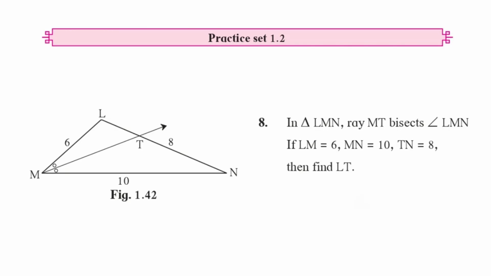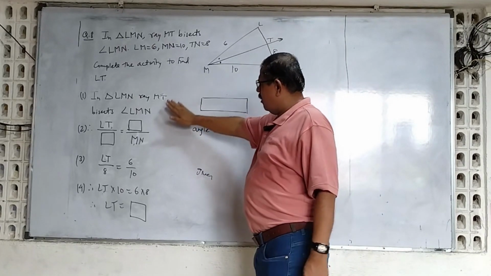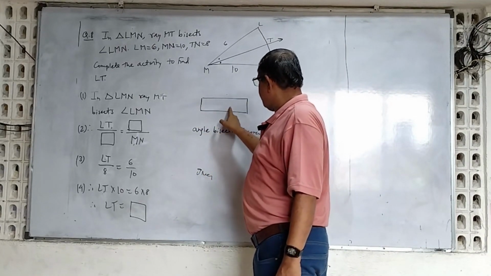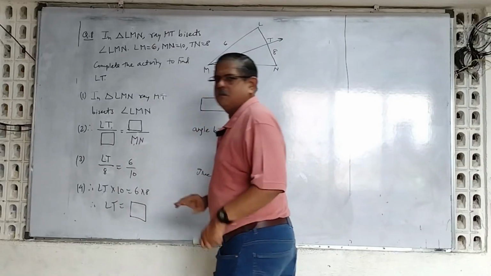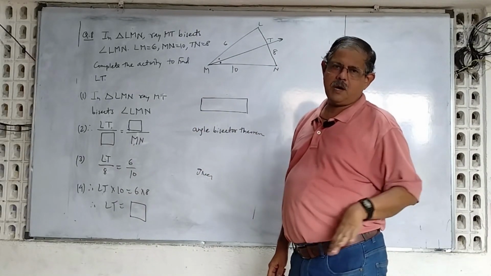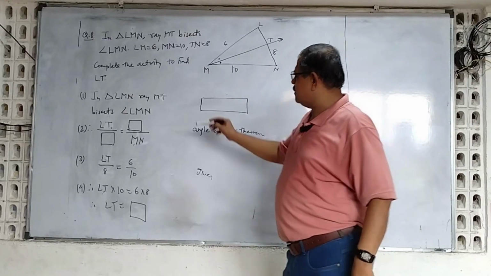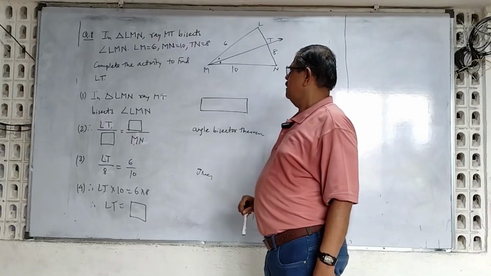Question number 8, I made an activity. You see, this is question number 8 in your textbook. I made it in the form of an activity. How many boxes? 1, 2, 3, 4. So activity means what? It is made for students to score the marks. Now let us see. As I told before, always first go through the entire question.